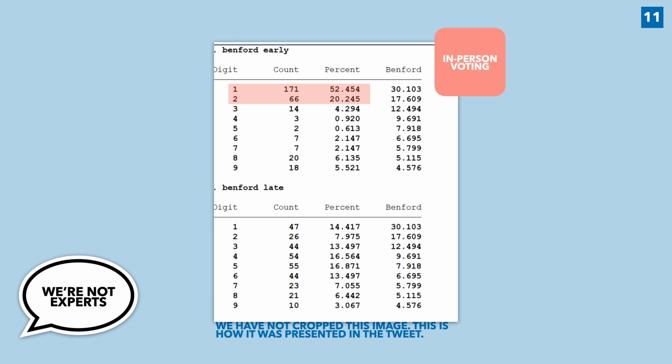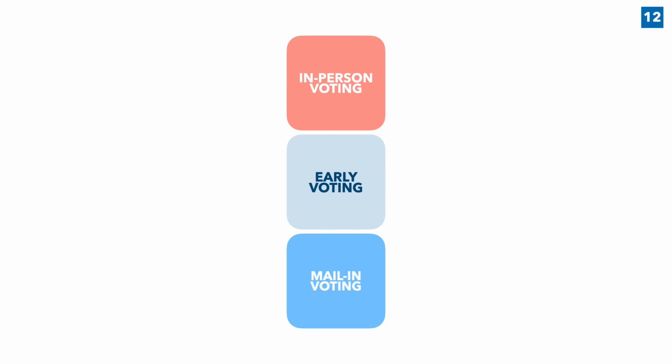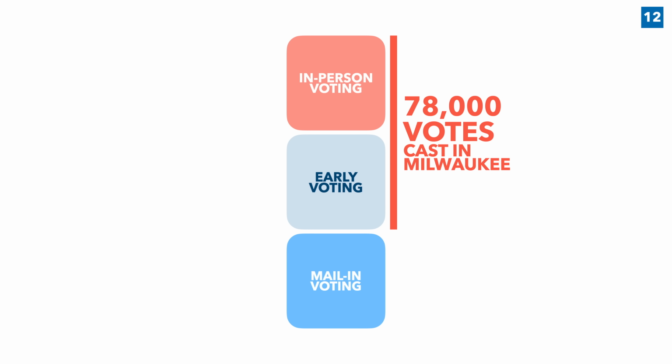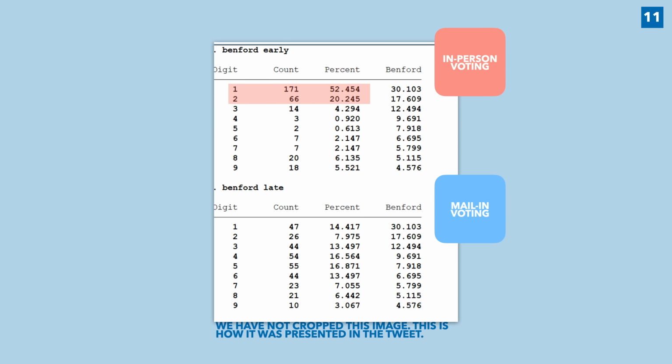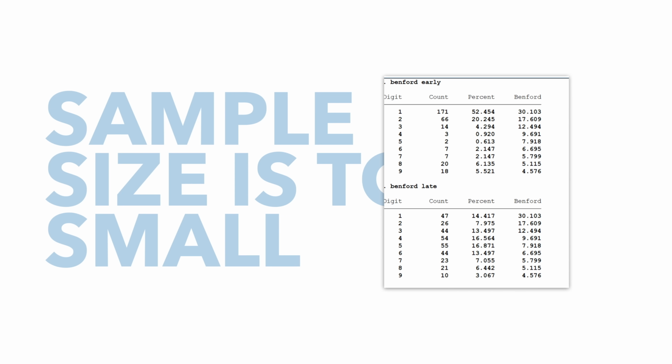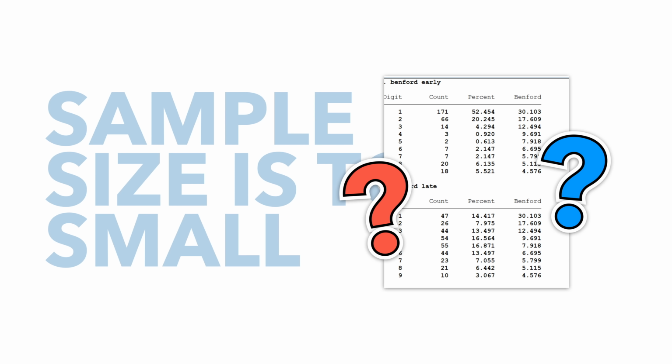Now, we're no experts, but if you think logically about this, if turnout was lower on the day, which it was, with just over 78,000 in-person votes compared to the 170,000 absentee ballots, then naturally, the vote count reports that come before absentee ballots are included are going to have lower leading digits. There's also the argument to be made that because the sample size is so small, you can't come to any sort of conclusion about this kind of data.